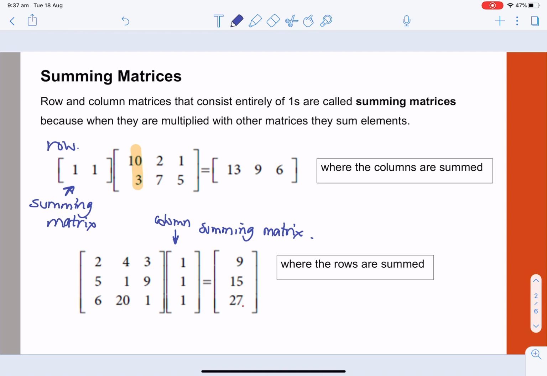The cool and easy thing about a summing matrix is that all you do is sum. If you have a row matrix like we do in this first example, the columns are summed. So 10 plus 3, just jotting that down, gives me 13. My 13 goes in the first column. Because I've started with a row matrix, I'm going to end with a row matrix. In the second example, because I started with a column matrix as my summing matrix, I'm going to end up with a column matrix as my resultant.